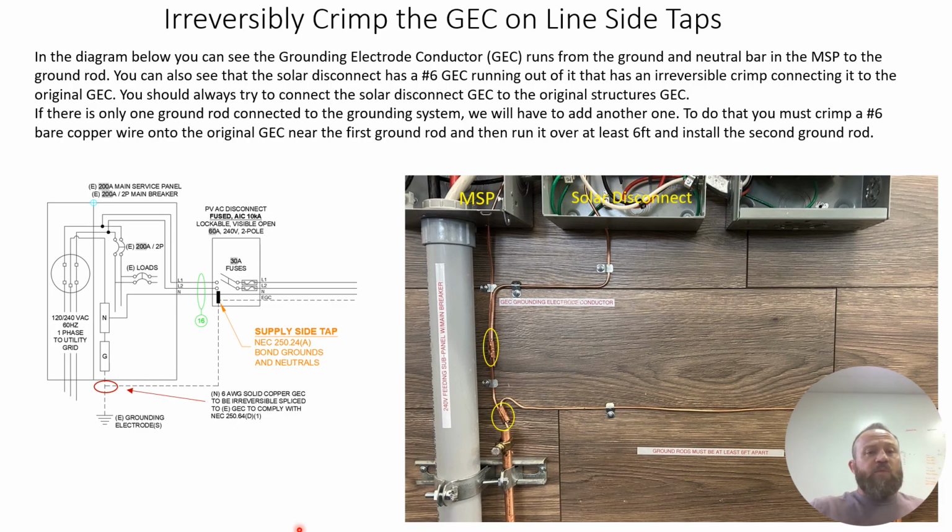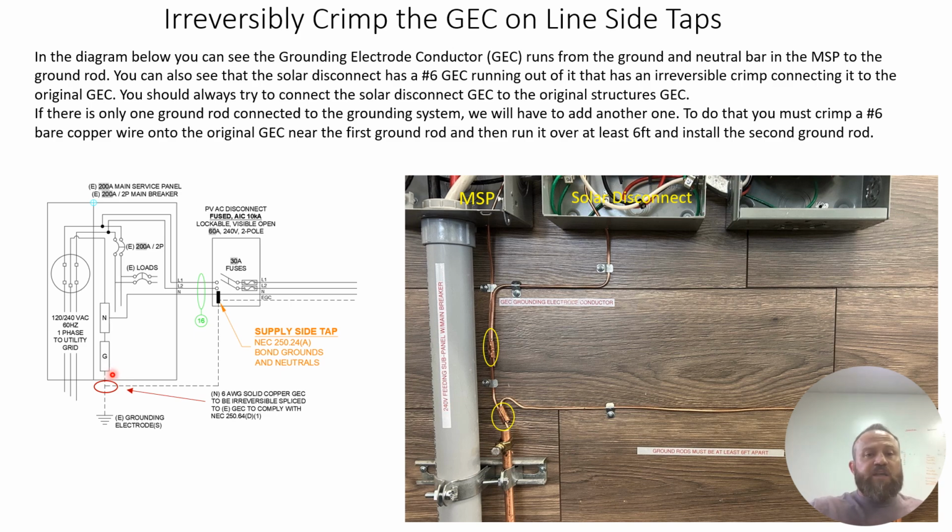In this slide, I want to talk about irreversibly crimping the GEC on line side taps. In the diagram below, you can see the grounding electrode conductor, the GEC, runs from the ground and neutral bar in the MSP down to the ground rod. You can also see that the solar disconnect has a number 6 GEC running out of it that has an irreversible crimp connecting it to the original GEC.